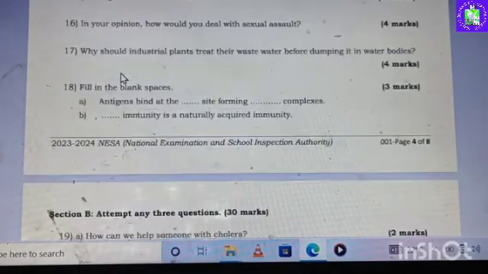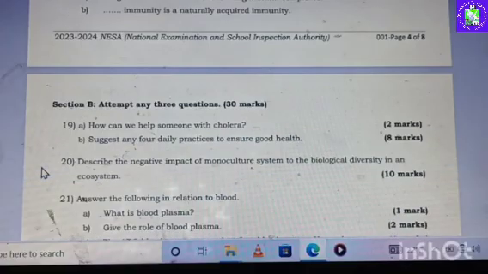Question number 18. Fill in the blank space. Antigen binding at active sites, forming what you call antibody. For B, immunity naturally acquired is what you call passive immunity. Meaning here we must put passive immunity. Here, active site. Here, antibody. Yes, thank you. Let me go now with question number 19.